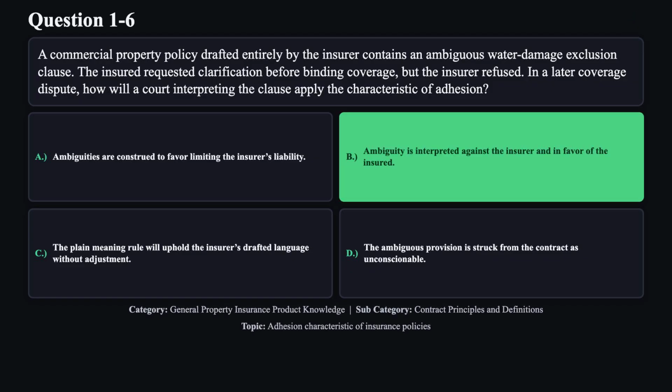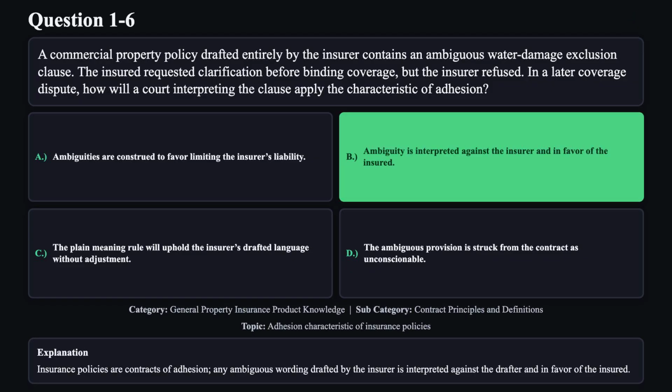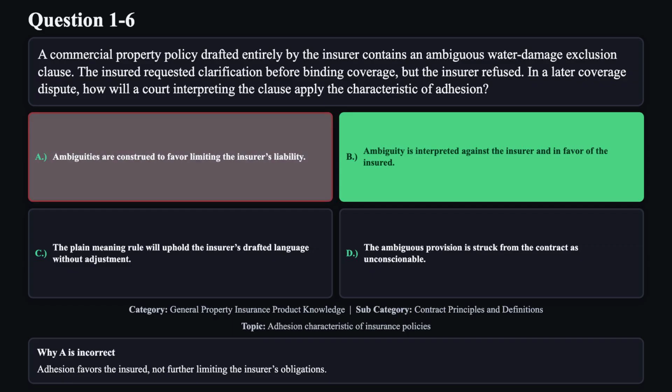The correct answer is B. Insurance policies are contracts of adhesion. Any ambiguous wording drafted by the insurer is interpreted against the drafter and in favor of the insured. Reason A is not correct. Adhesion favors the insured, not further limiting the insurer's obligations.